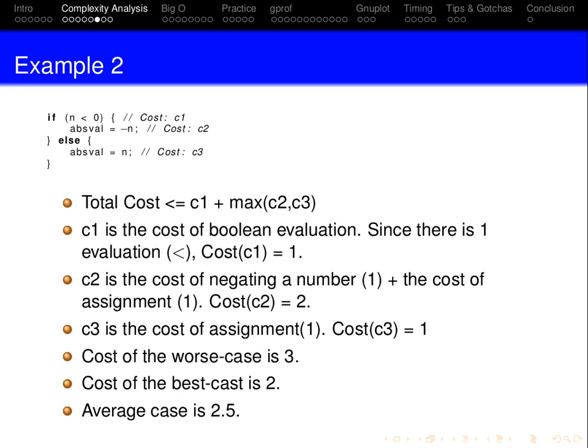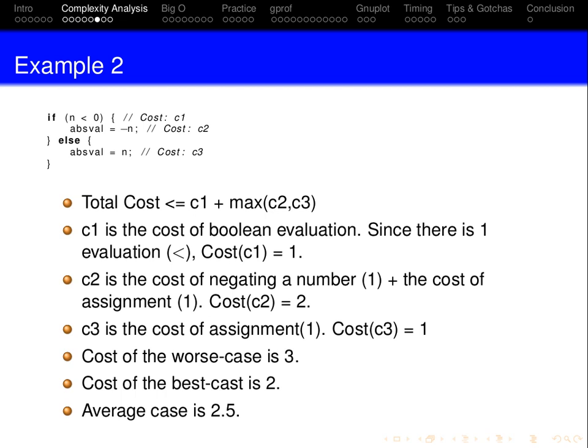Okay. Here we go. Cost of C1 is 1 because we're just doing a less than. C2, the cost is 2. Why is the cost 2 there? Assignment and I guess the negative is an operation. Yeah, negation. That's 2. C3 is 1. So your worst case is 3, because if it is taken, then you're doing 2 more operations and then you get out. Best case is 2, and we'll just say the average is 2.5.